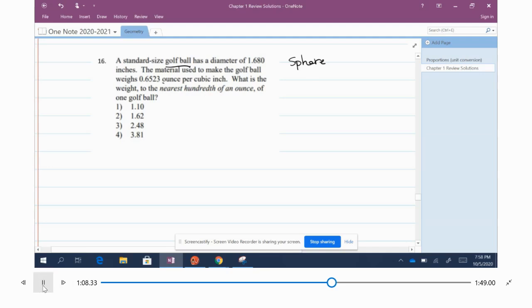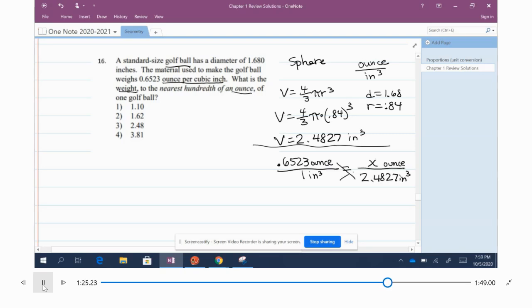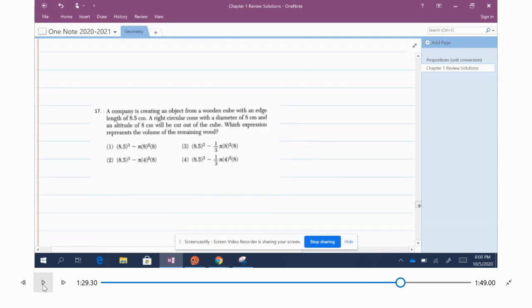First, we'll get the volume, the cubic inches. Okay, 4/3 pi r cubed. Just convert the radius to 0.84. And that's how many cubic inches of volume. Okay. Cross multiply, and there it is.